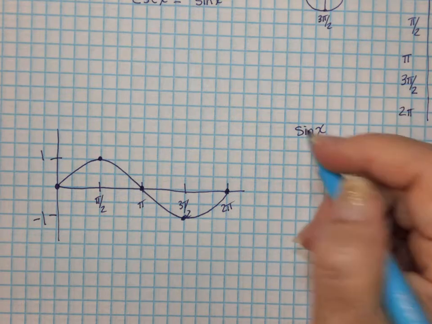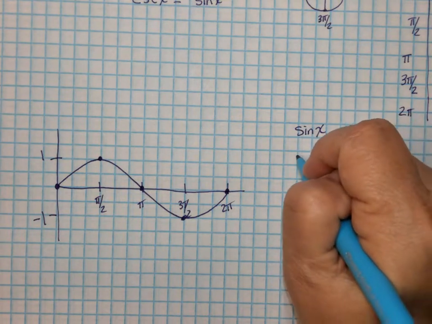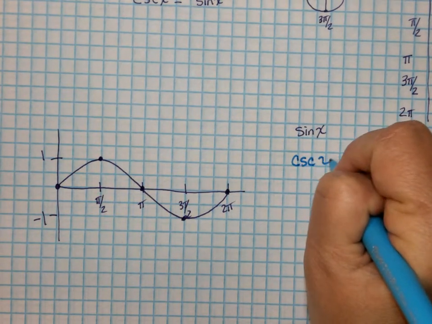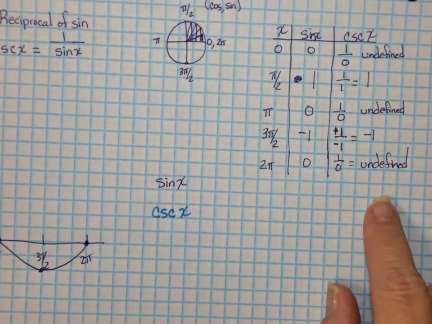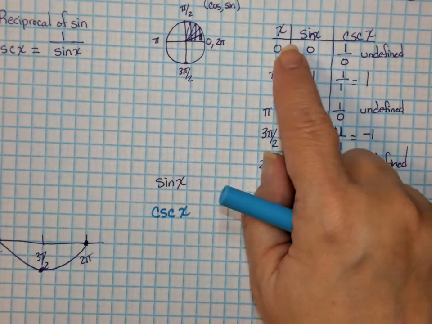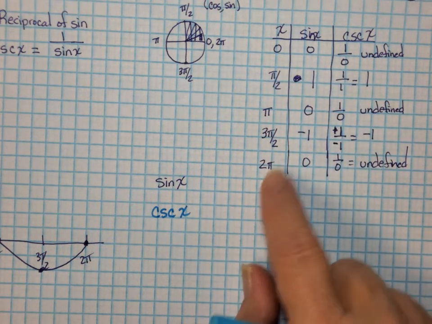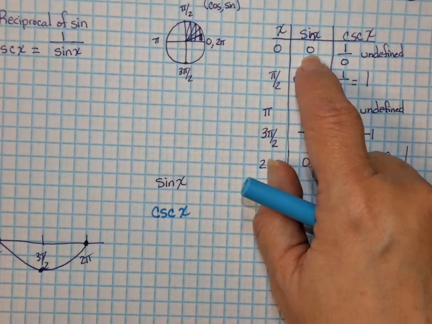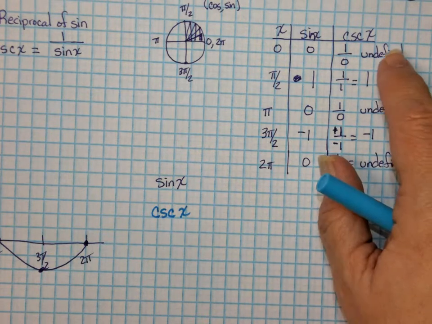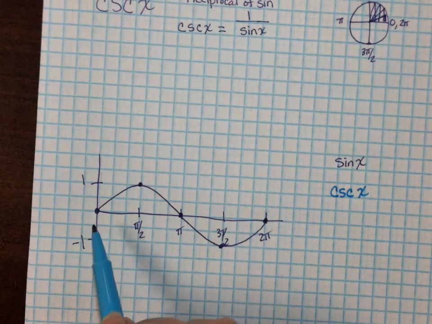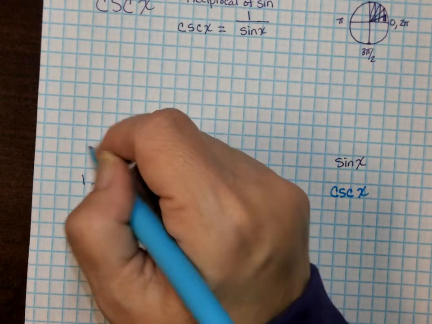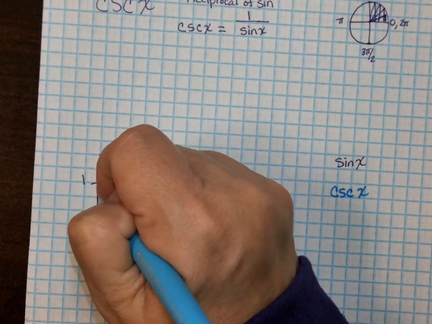And so now, in a different color pen, I'm going to come graph cosecant of x. So my cosecant of x is undefined at these values. So notice, wherever sine is 0, cosecant of x is undefined. So here on my graph, everywhere that sine is 0, that's where I have an asymptote.